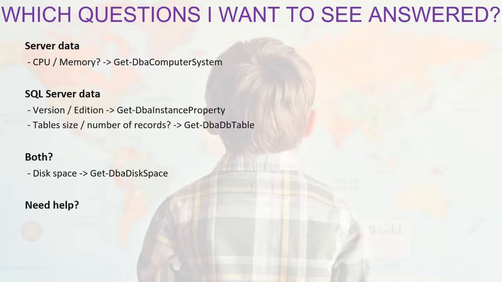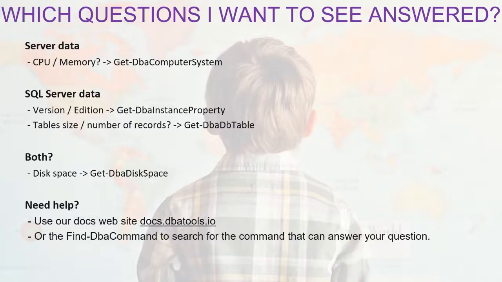If you do not find a suitable command to get the data that you want, you can always visit our website, the docs at dbatools.io, where we have a search you can use to find a specific word or command. And if you are without internet access but you already have the module, you can use the Find-DbaCommand command to search for a pattern, a tag, or something related to what you are trying to get.